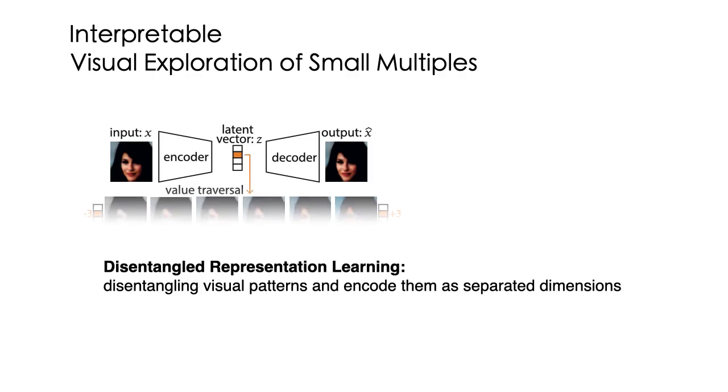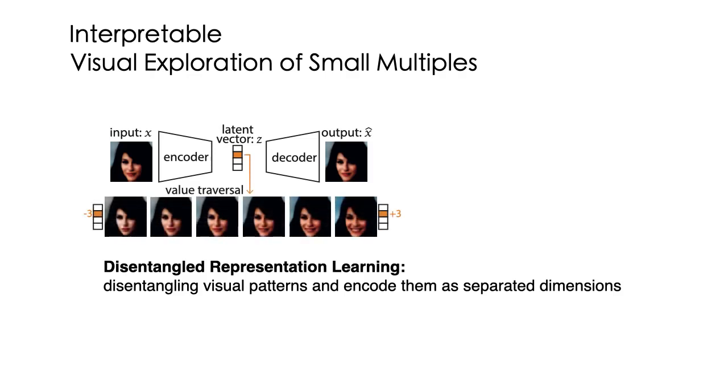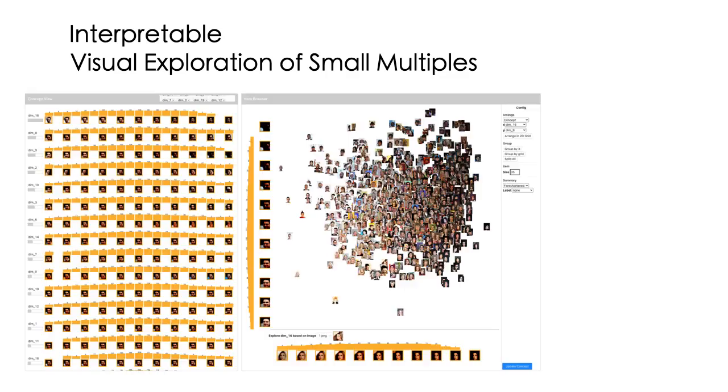For example, here, the value of one dimension indicates whether a person is smiling or not, and by gradually changing the value of this dimension, the facial expression changes with it. Also, since it is an unsupervised learning method, those latent vectors can be learned without the tedious human labeling.